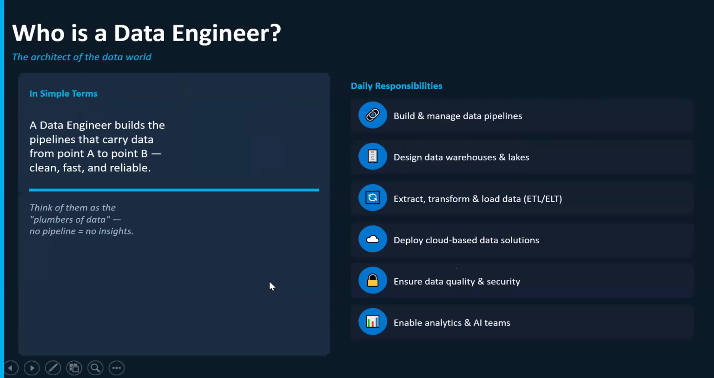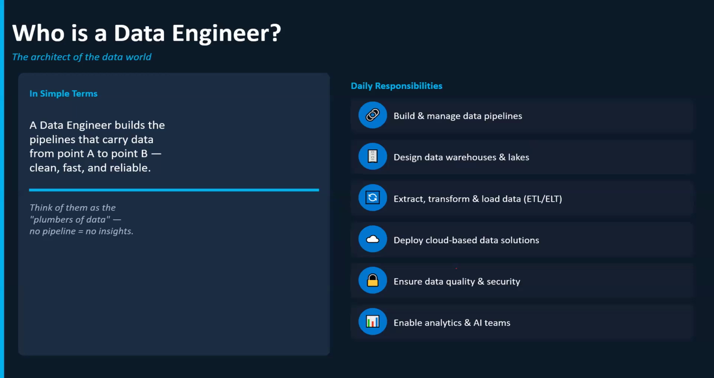As I told you, a data engineer builds the pipeline that carries data from point A to point B. So basically they are the plumbers of data. Because with no data, there are no insights. If the tap is not there to carry the water from the centralized location to your home, you don't get the water. Same thing over here.